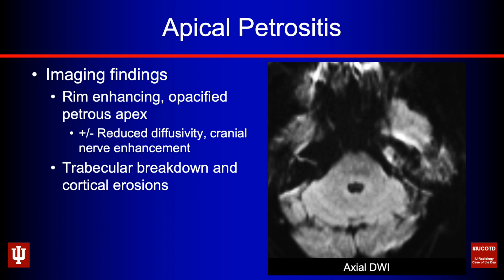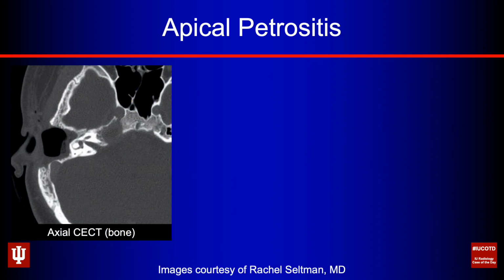What do we look for on CT? We look for that trabecular breakdown, those cortical erosions. Again, this sounds an awful lot like acute coalescent otomastoiditis. It's sort of a translational skill set. You're just taking the imaging findings of one and moving it to another part of the mastoid. Simple as that, right? So here's a patient that had apical petrositis.